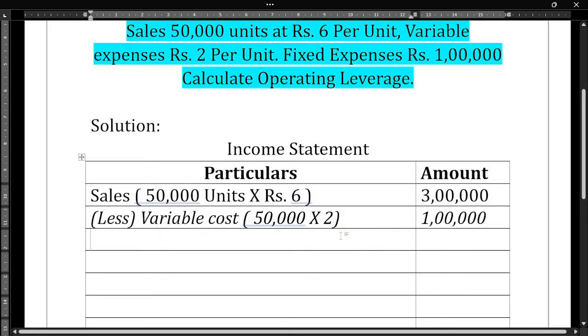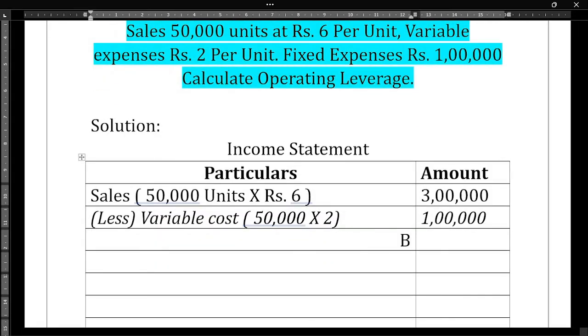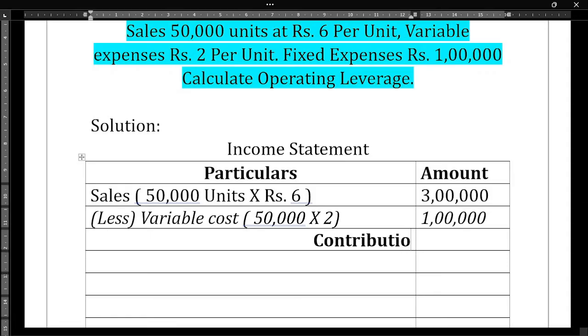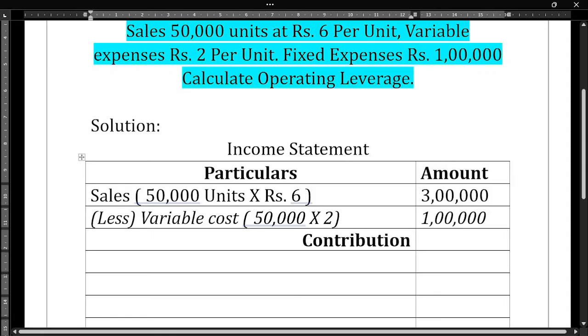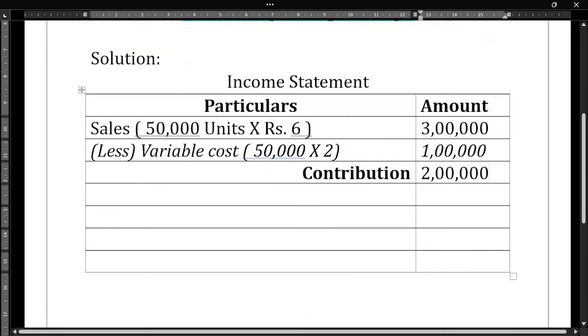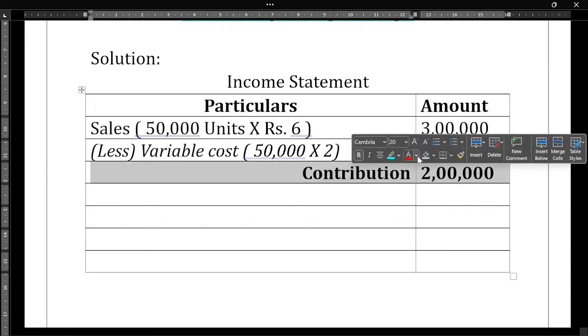So, when we do this, what do we get? We get contribution. When we subtract variable cost from sales, we get contribution. Contribution is 2 lakh. So, okay. Next.